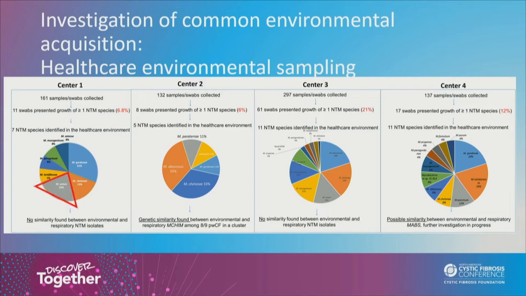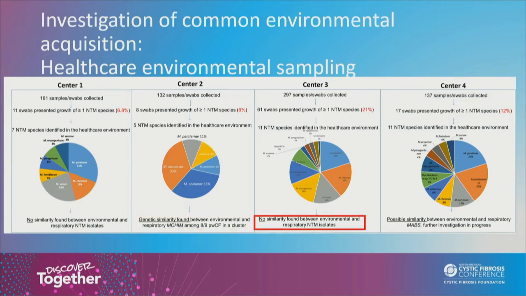So in center one, we recovered Mycobacterium avium, and we compared that environmental avium to respiratory isolates that were collected, and we found no similarity between the environmental isolate and any of the NTM respiratory isolates, either from clustered patients or non-clustered patients. In center two, we found Mycobacterium chimaera, which, again, was the center where we had this large cluster of 9 patients. And when we compared there, we did find genetic similarity between the environmental isolate and the respiratory M. chimaera from 8 of 9 of those subjects. In fact, those 8 subjects were more closely related to the environmental isolate than they were to each other.